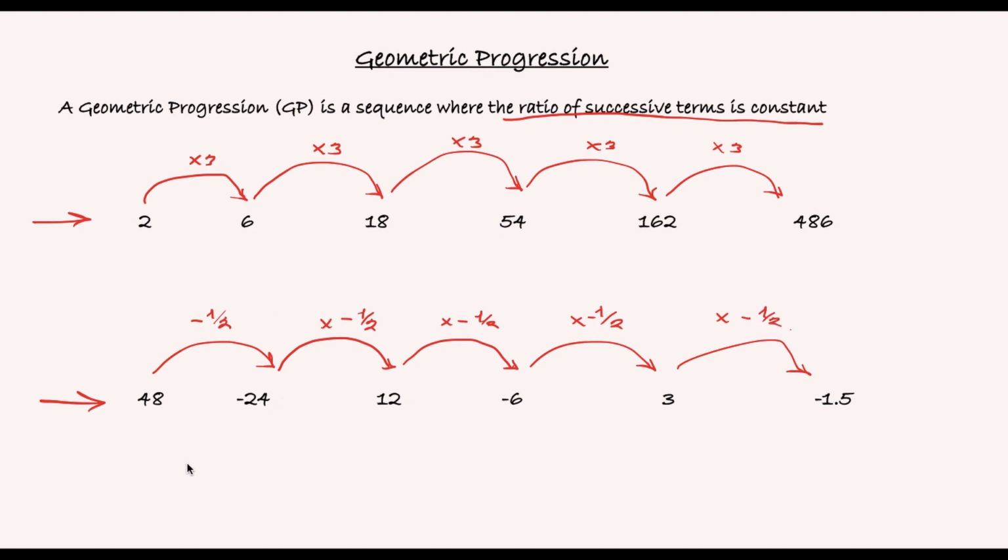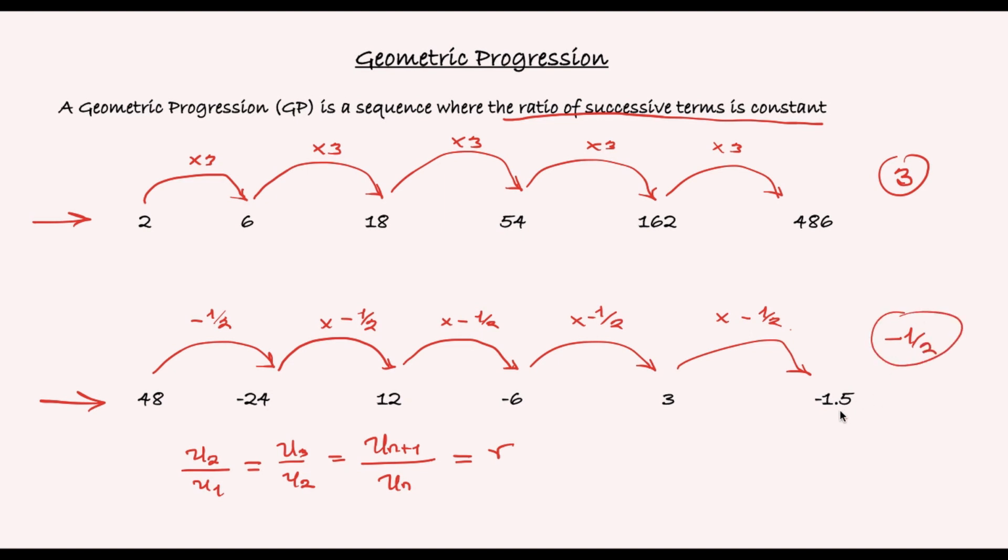So to put this simply, for a geometric progression, u2 divided by u1 is supposed to be equal to u3 divided by u2. And this is supposed to be equal to u(n+1) divided by un, the term before it, which gives the common ratio r. We denote our common ratio by r for geometric progressions. Here the common ratio is 3 and here the common ratio is minus half.